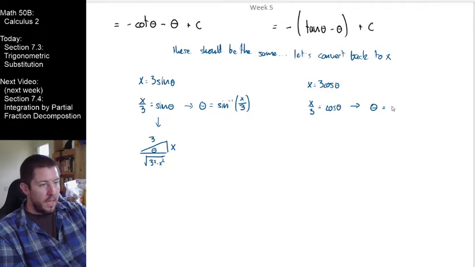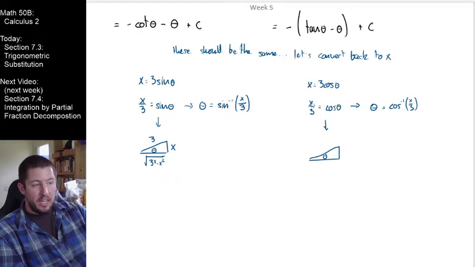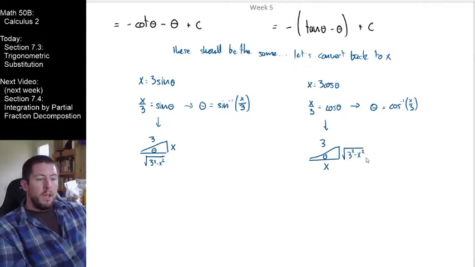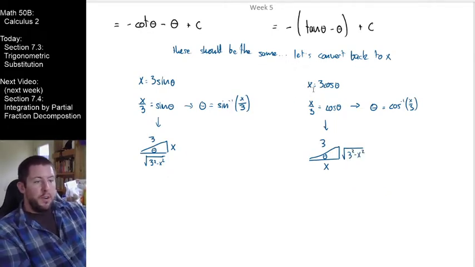So for this one, we'll say that theta is going to be cosine inverse of x over 3, and we'll draw the triangle. Cosine is adjacent over hypotenuse, so that's x, that's 3. And this side is the square root of 3 squared minus x squared. All right? So now let's go ahead and use these to do the rewritings.